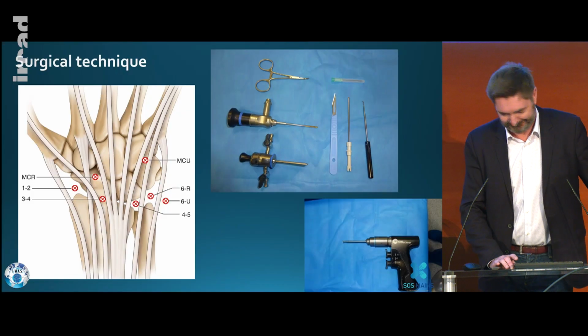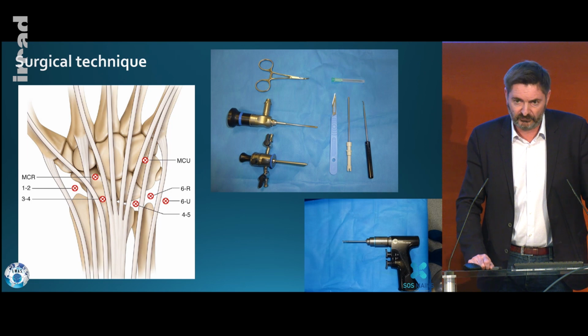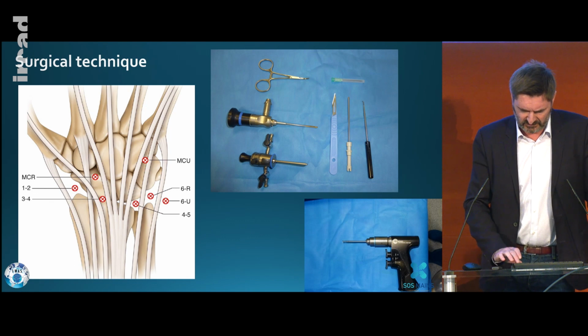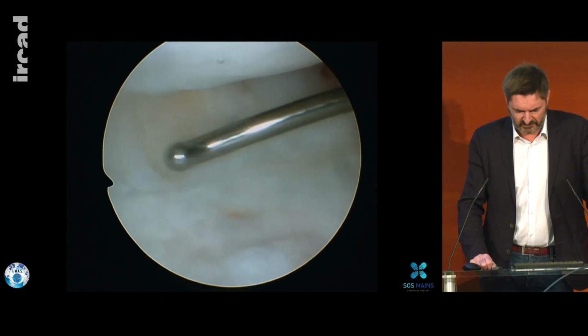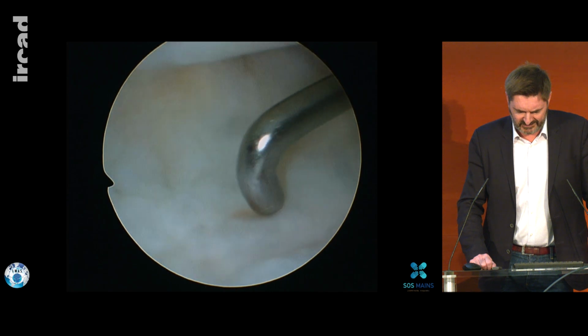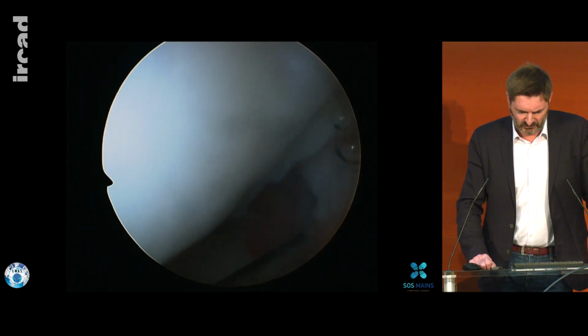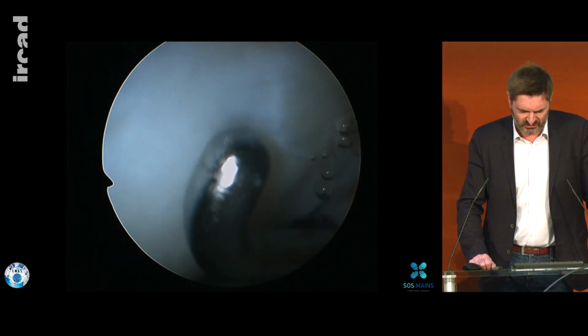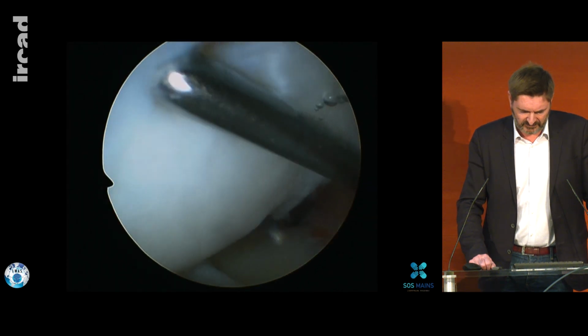So for the surgical technique, we use a midcarpal and radiocarpal portal, 3-4, 4-5, MCR and MCU, the usual tools for wrist arthroscopy, and a small burr, which can be helpful sometimes if you have some bone that is a little bit hard. So you can see here we are in the radiocarpal joint. There is a small point of arthritis on the lunate trochlea. You have the lunate just over, and it seems to be intact with a beautiful cartilage, but there is a fragmentation, as you can see.